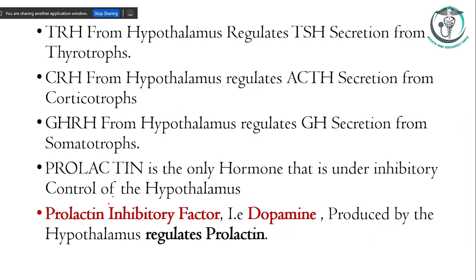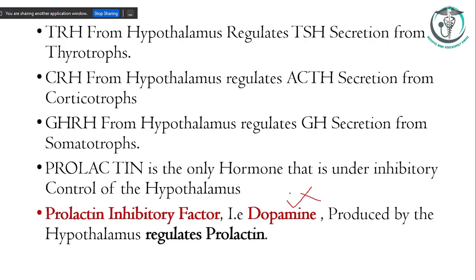Prolactin. I just need to emphasize prolactin. Prolactin is the only hormone that is under inhibitory control of the hypothalamus. Prolactin inhibitory factor, also known as dopamine, produced by the hypothalamus, regulates prolactin. I want you to take note of this. We've already seen some questions, and more questions are yet to come under this.